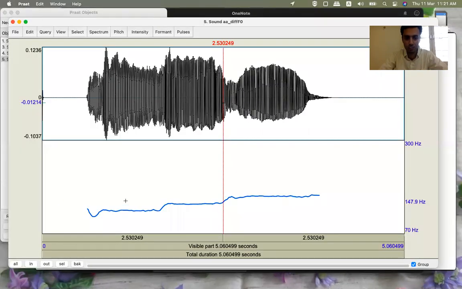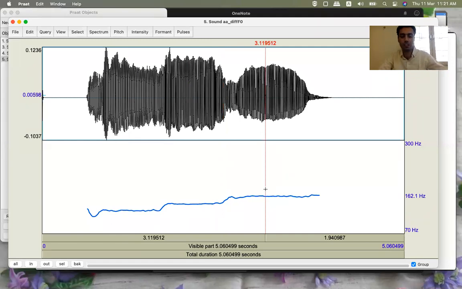You see the pitch. The pitch here is 127 hertz. Pitch here is 142 hertz. Pitch here is 162 hertz. So this property is pitch. In music, it's mostly about pitch. You change the pitch and you get different tunes or different melodies.